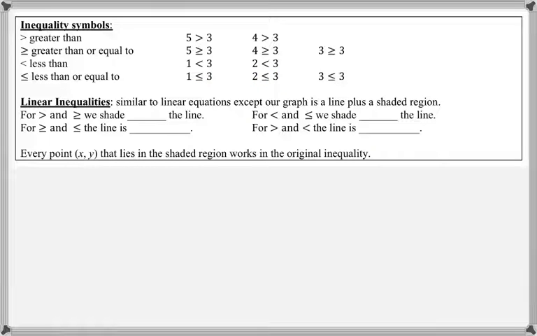So linear inequalities, these are similar to linear equations, except our graph is a line plus a shaded region. Linear equations were just lines, but linear inequalities will have a shading in addition to the line. For greater than and greater than or equal to, we are going to shade above the line. For less than and less than or equal to, we are going to shade below the line.